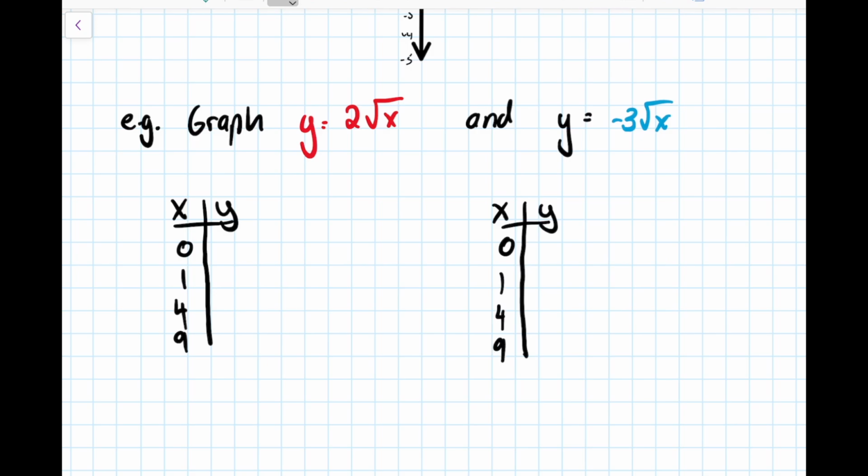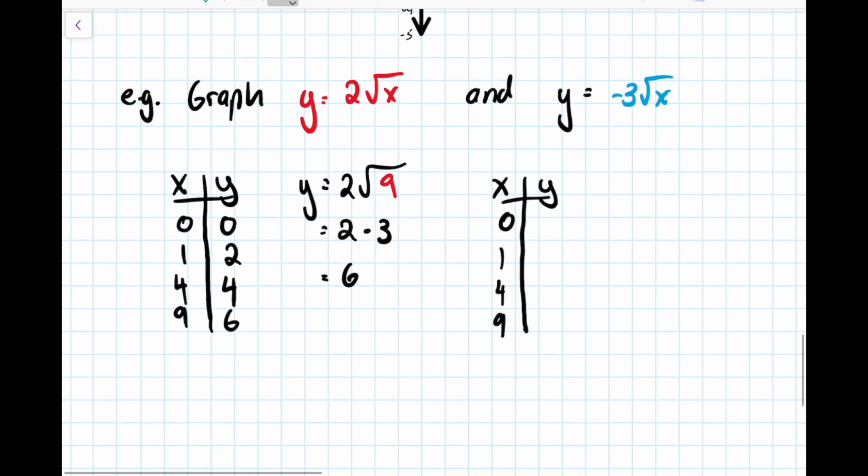So just as an example, y equals 2 times the square root of, let's say, 9. The square root of 9 is 3. And so 2 times 3 gets me 6. The square root of 4 is 2, and 2 times 2 gets me 4. The square root of 1 is 1, and 2 times that gets me 2. And the square root of 0 is 0, and 2 times that just gets me 0. And so we're going to do basically the same thing on the other side, which is going to give me 0, -3, -6, and -9.